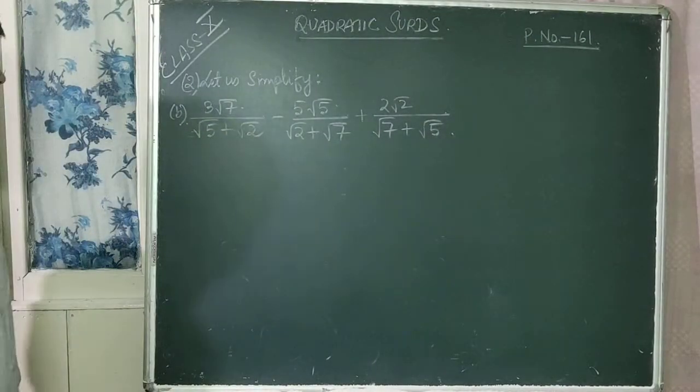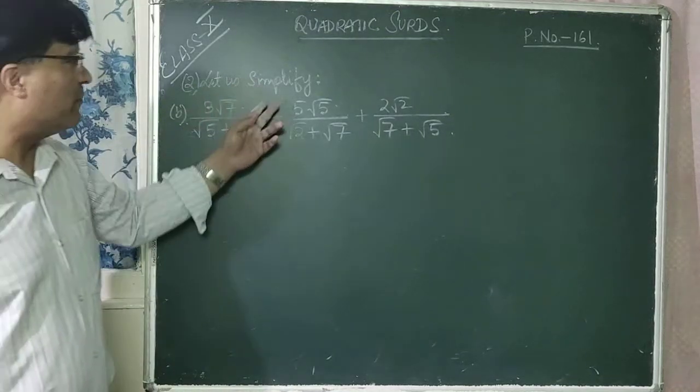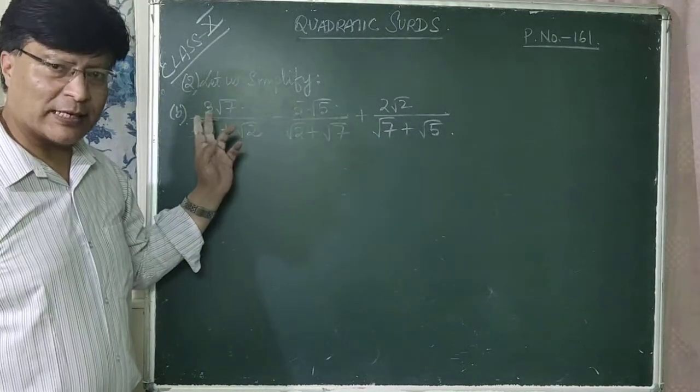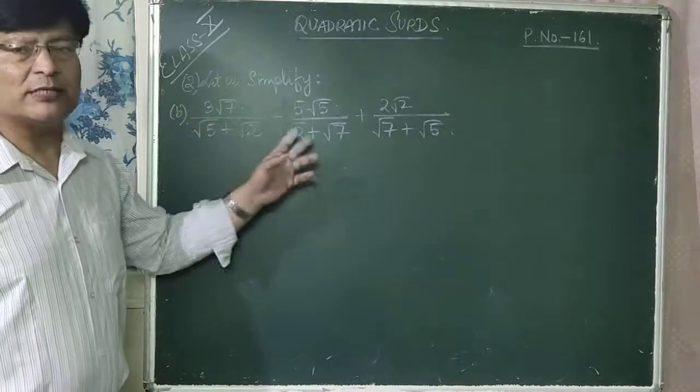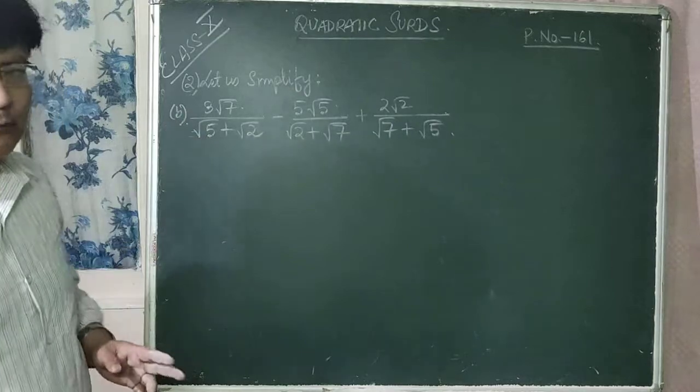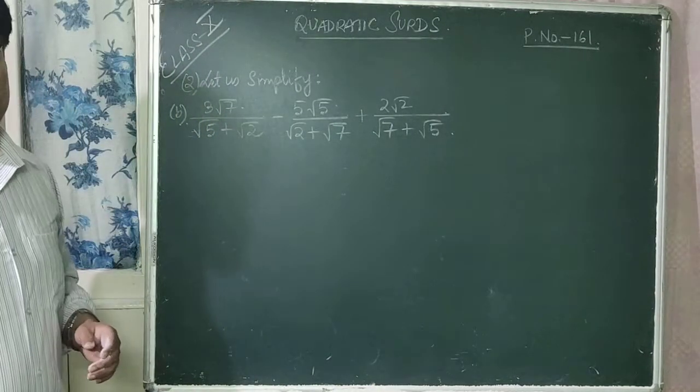So now we will do the next question, that is 2 number b. Let us simplify. Let us get the value of this expression. You have to get the simplified value of this expression. So this is a very, very important question. You may get this type of question in Madhyamik Pariksha also.